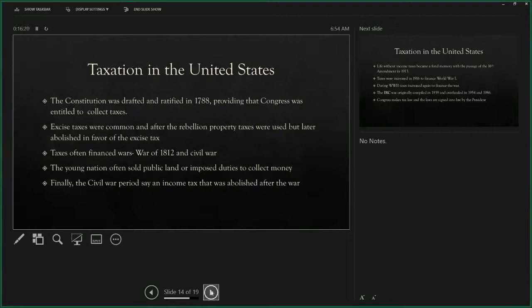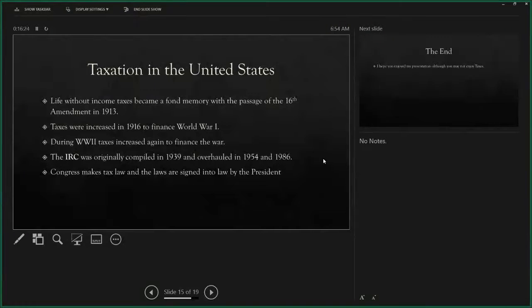Unfortunately, life without income taxes became a fond memory with the passage of the 16th Amendment to the Constitution in 1913. The taxes were increased in 1916 to finance World War I. You can see that whenever we have these wars, we need a lot of extra money, and a lot of times we don't plan the war, so sometimes we have to institute taxes during the war periods. During World War II, taxes increased again to finance the war. The Internal Revenue Code was originally compiled in 1939 and overhauled in 1954 and again in 1986.